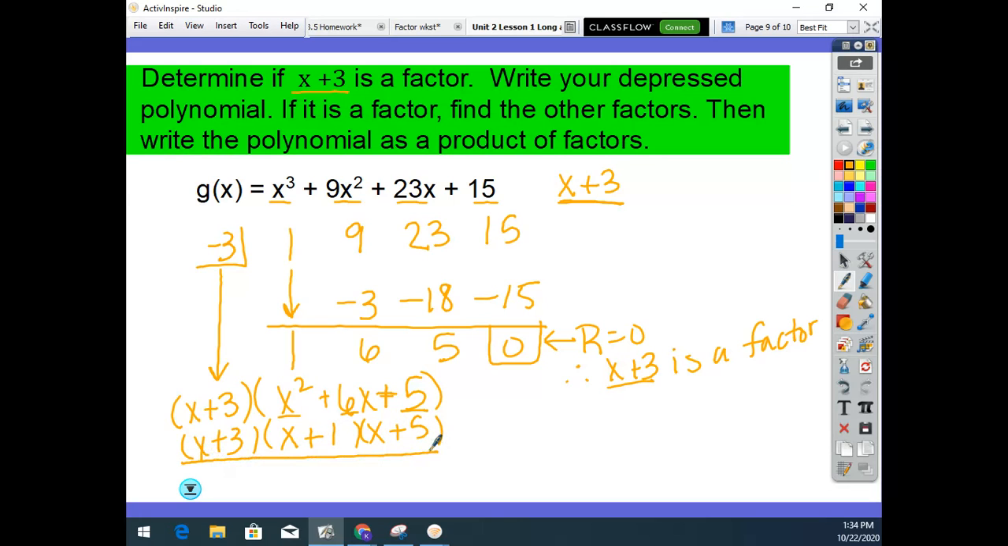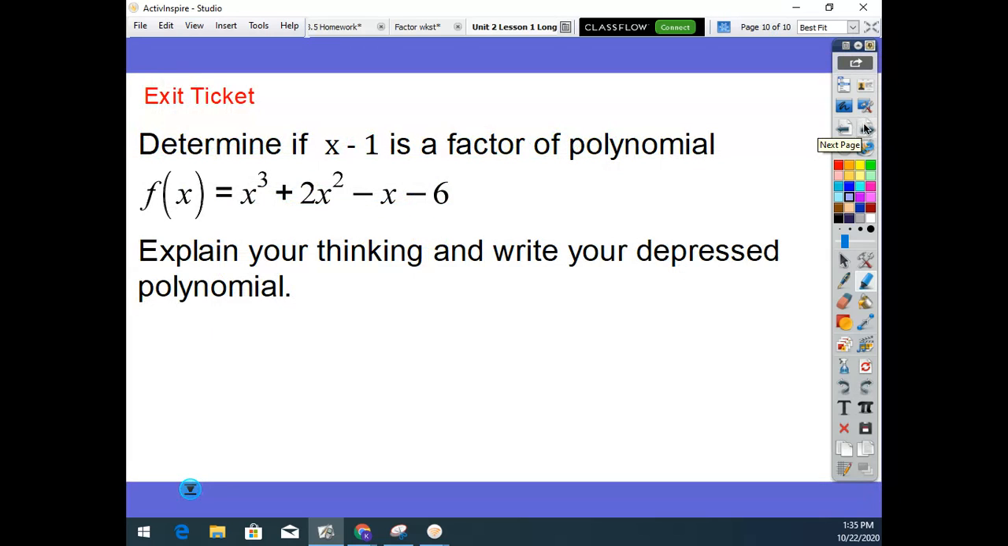So this polynomial, this is a set of linear factors that represent this polynomial. So I'm just going to put g of x equals that in front. So what that is saying, if I need to put this into factored form, this is how I do it. We're given one factor, we use synthetic to find the rest of it. All right, so how can we figure out, is x minus 1 a factor of that polynomial? Now I'm just going to let you do that one on your own.